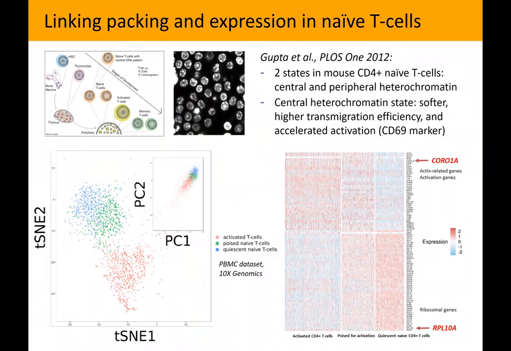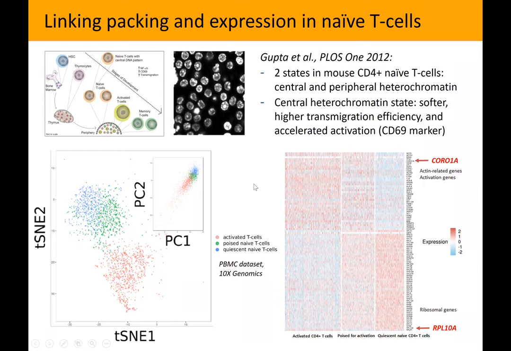So we wondered, now that this has been seen in images, whether we can connect this to functional states in RNA-seq, where we can look at, for example, which genes are maybe driving these differences in activation, efficiency, or being poised for activation. This was done in mice, as I said. So the first thing we did is we wanted to see whether something like this can work in humans.